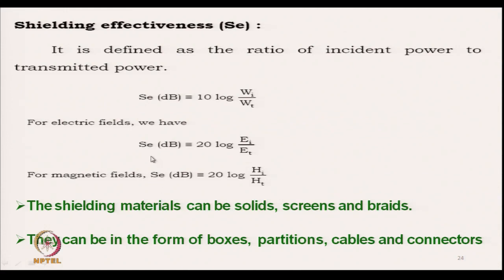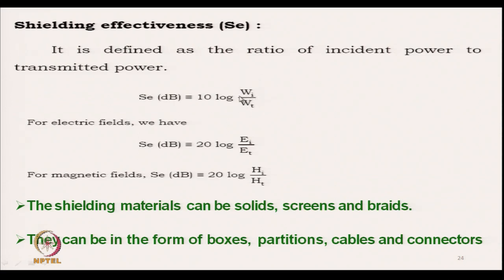So, shielding effectiveness for the electric field is minus 20 log Ei by Et, that is, incident and transmitted energy. Similarly, for the magnetic field it is also 20 log Hi by Ht. The total shielding effectiveness can be measured as 10 log W incident by W transmitted, that is, incident and transmitted power.